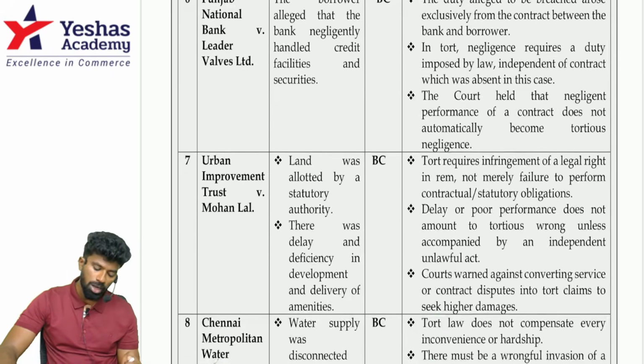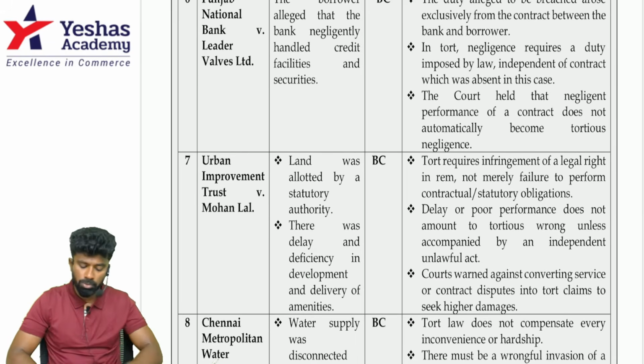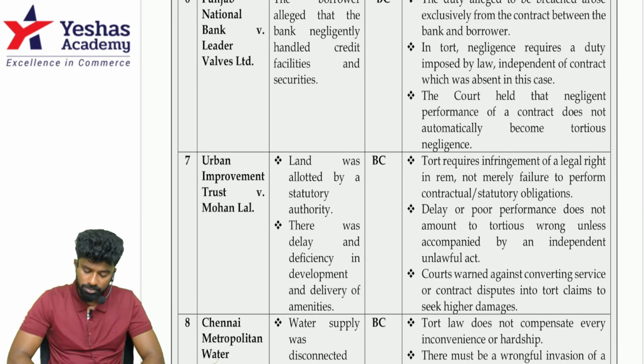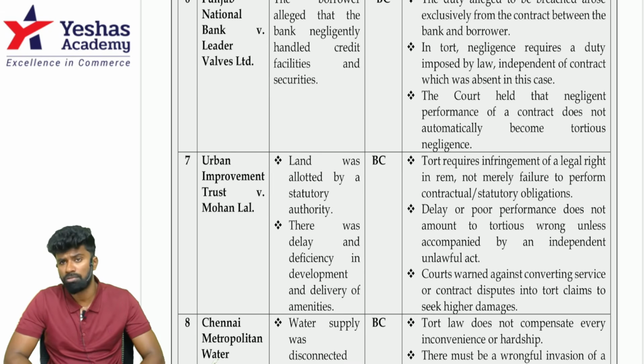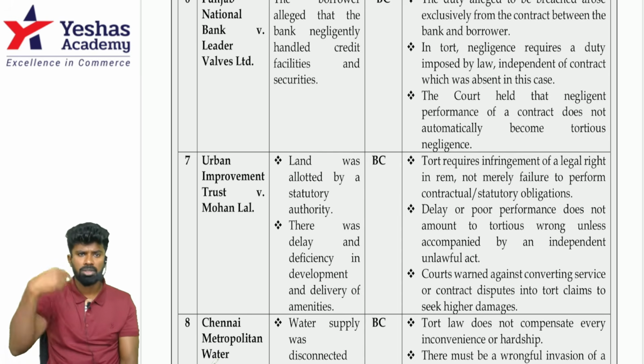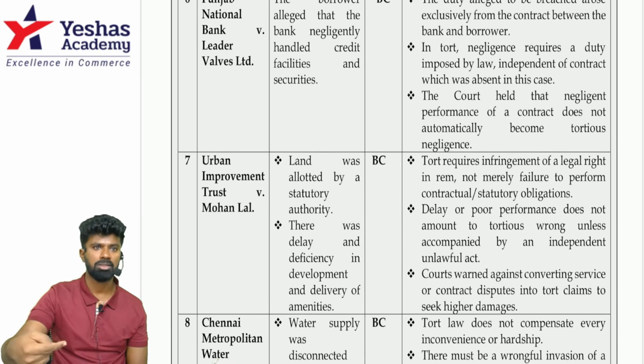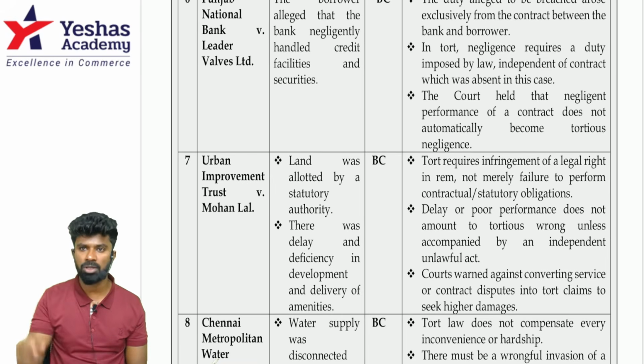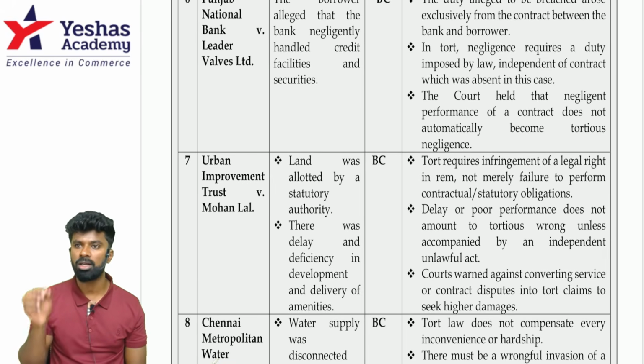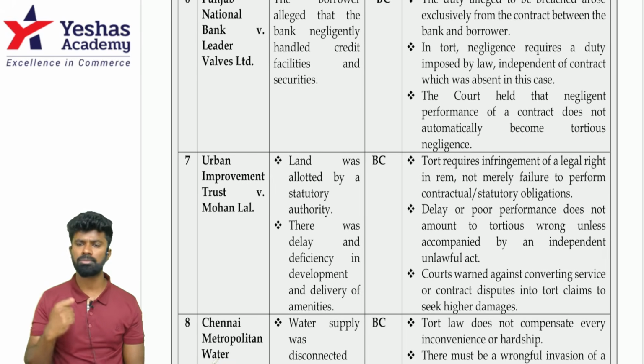Next one. Urban Improvement Trust versus Mohanlal. What happened in this case? Land was allotted by a statutory authority. There was a delay and deficiency in development and deficiency of delivery of amenities. Is it a breach of contract or a tort? Breach of what? Contract. They were supposed to develop the amenities. They did not do it within the prescribed time. You can go and file a case under which act? Indian Contract Act. Which act?